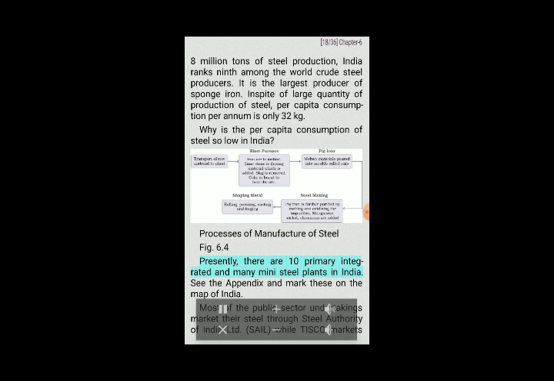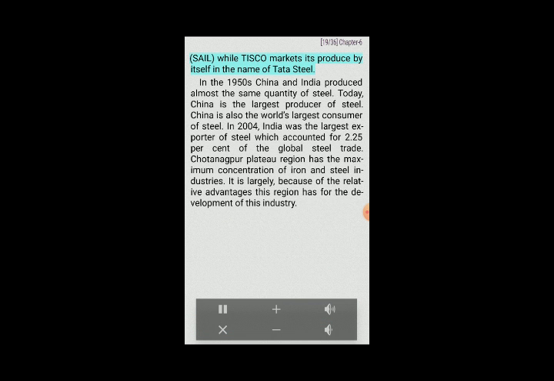Processes of manufacture of steel. Fig. 6.4. Presently, there are 10 primary integrated and many mini steel plants in India. See the appendix and mark these on the map of India. Most of the public sector undertakings market their steel through Steel Authority of India Limited, SAIL, while Tisco markets its produce by itself in the name of Tata Steel.